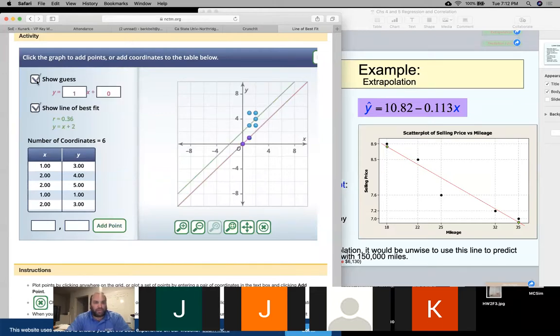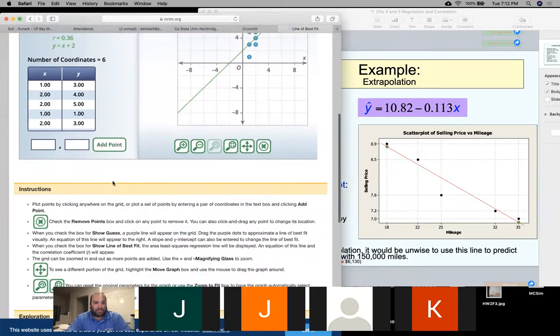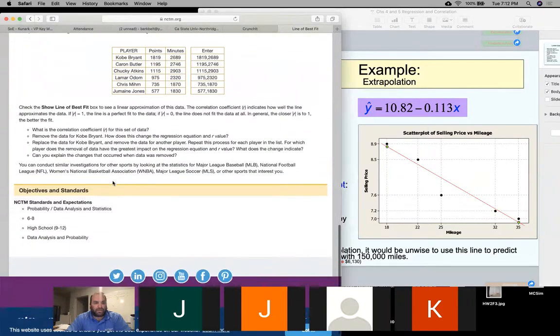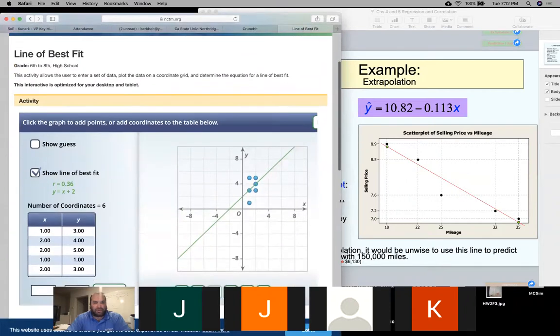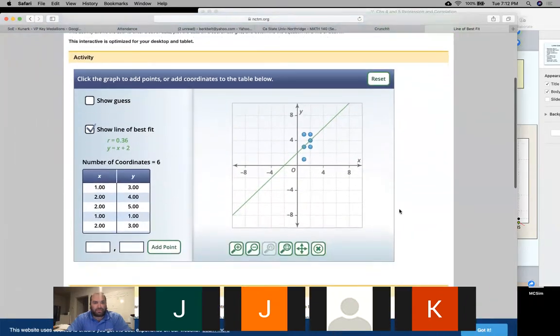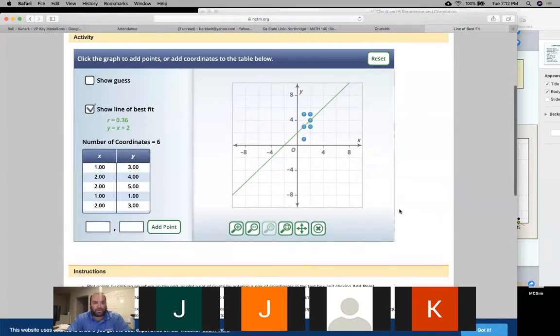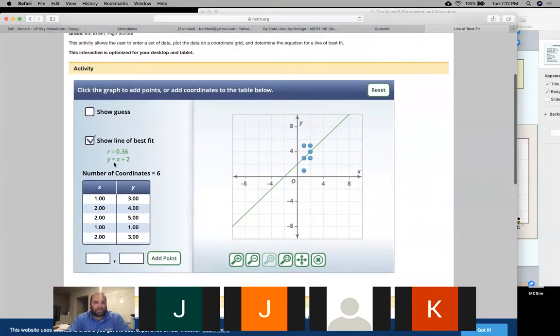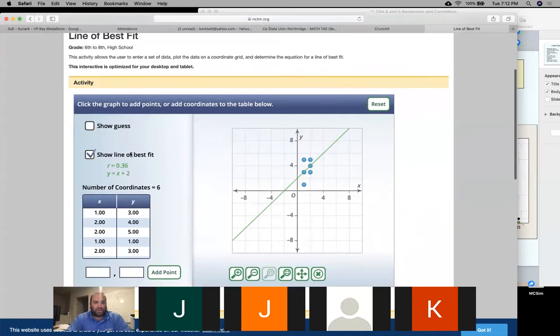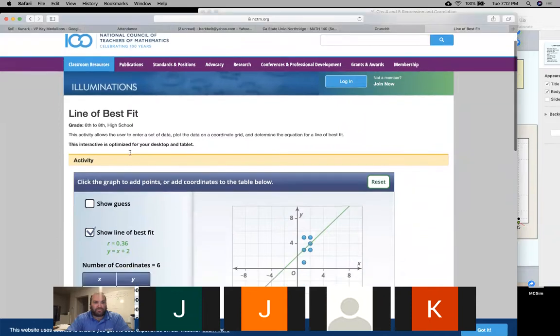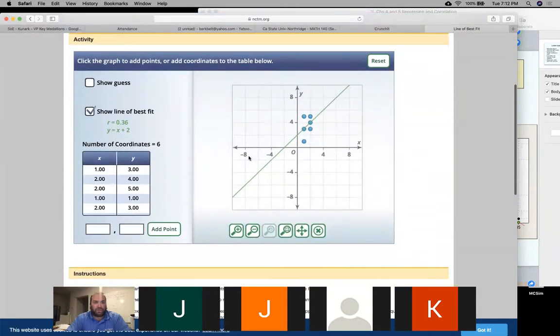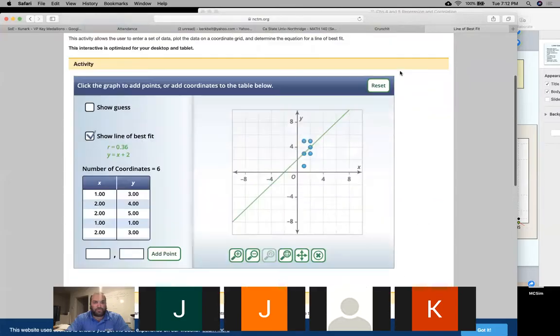I don't know what the guess is, but they're giving me the line of best fit, but are they giving me the equation of best fit? Oh yeah, right here. X plus 2, R equals 0.36. So that was the very first link that I found, and it gives me a perfectly valid scatter plot calculator. Right? Google is a reason why they're pretty good at stuff.